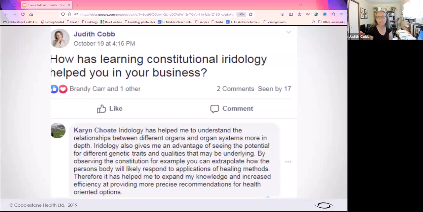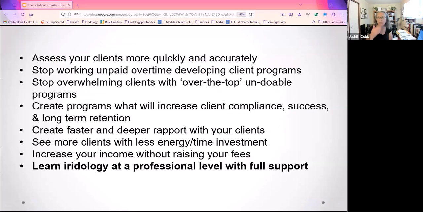She said, it's helped me to understand the relationships between different organs and organ systems more in depth. Iridology also gives me an advantage of seeing the potential for different genetic traits and qualities that may be underlying. By observing the constitution, for example, you can extrapolate how the person's body will likely respond to applications of healing methods. Therefore, it's helped me to expand my knowledge and increased efficiency at providing more precise recommendations for health-oriented options. So good, so good.